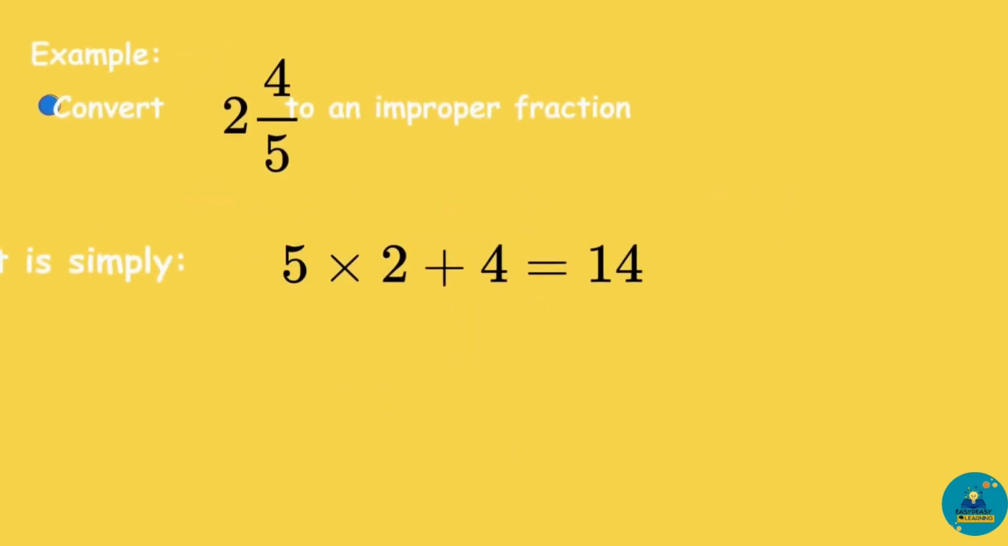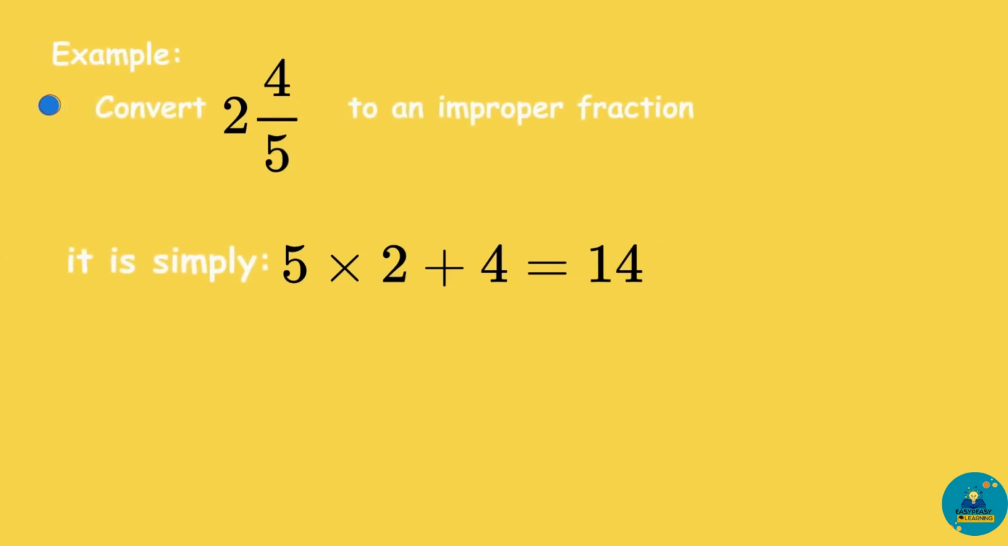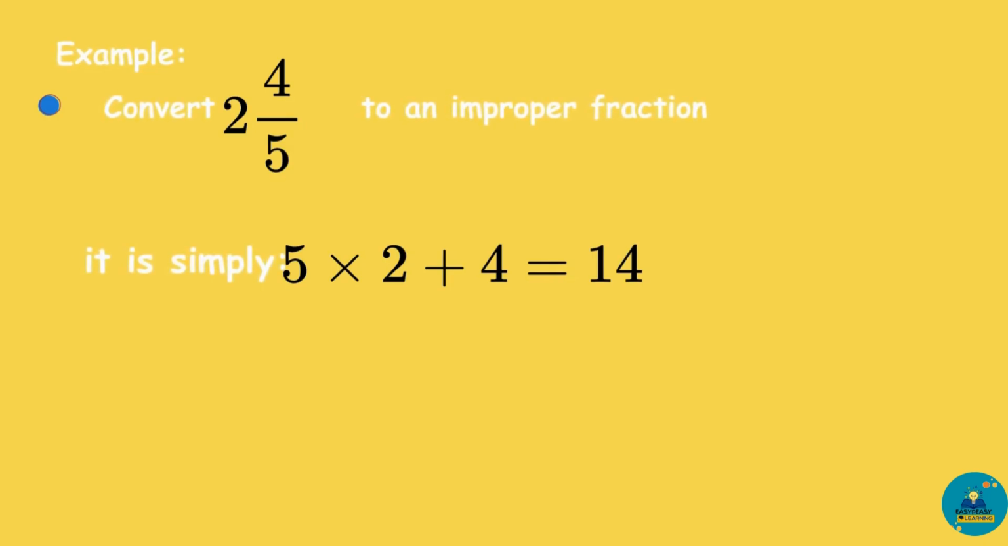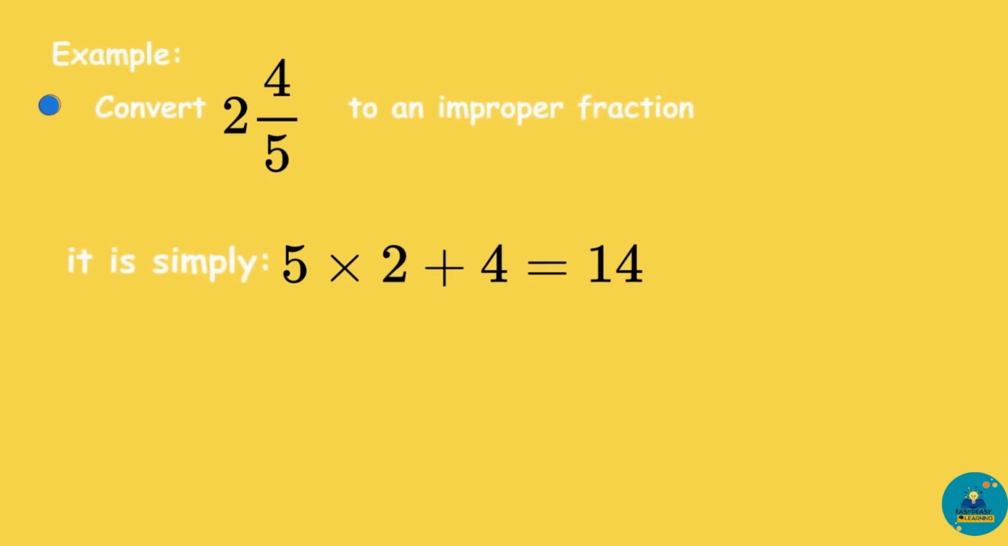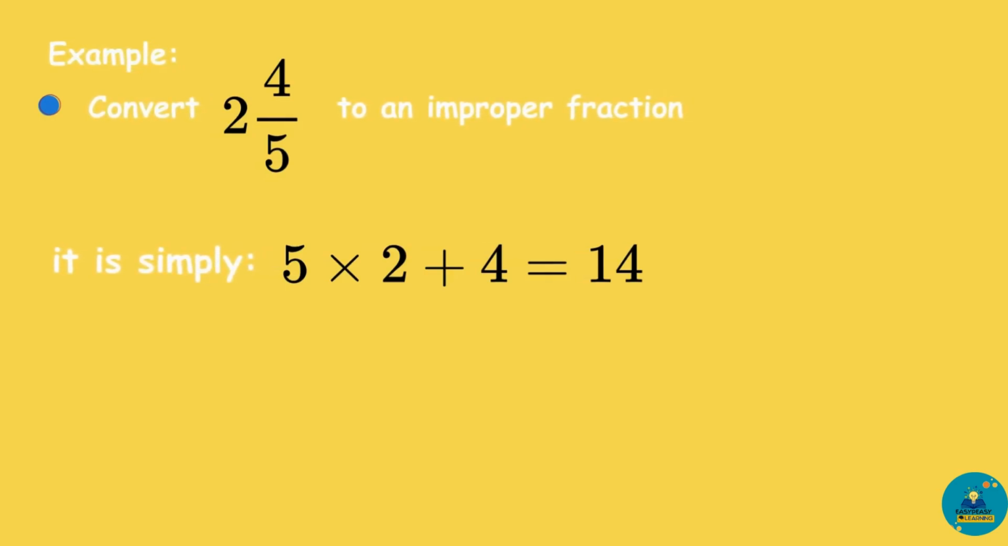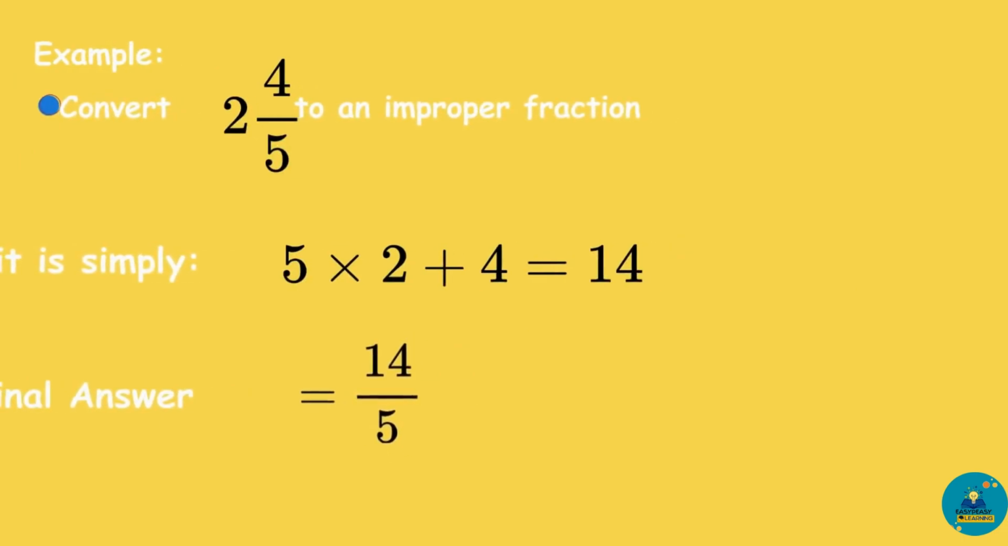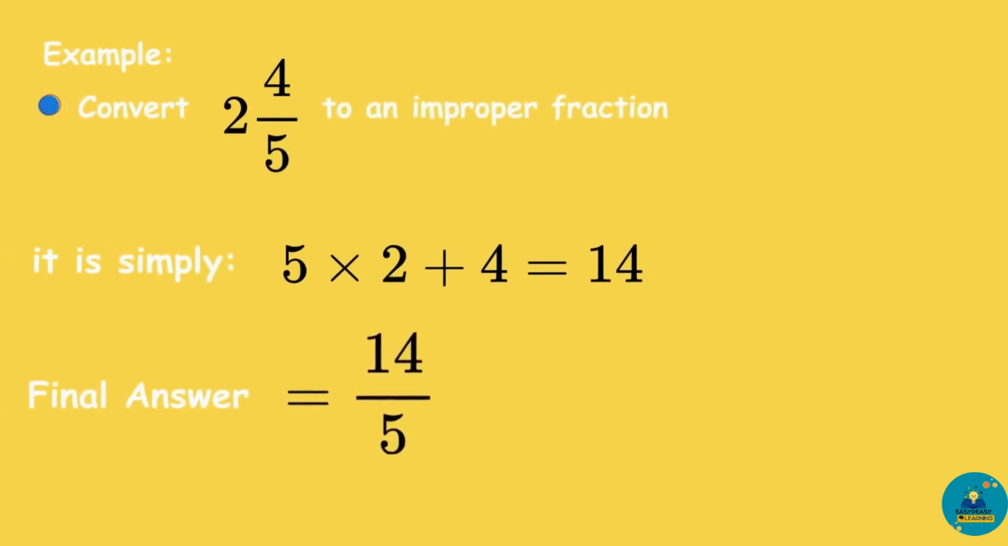Our next example says, convert 2 whole number 4 over 5 to an improper fraction. It is simply 5 times 2 plus 4, and this gives us 14. Our final answer is 14 over 5.